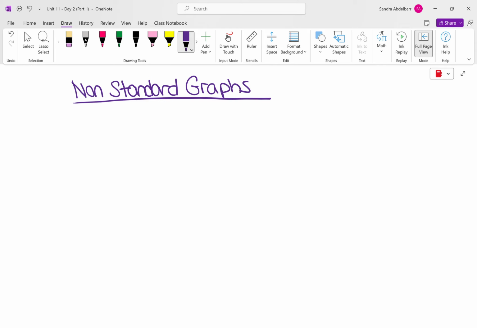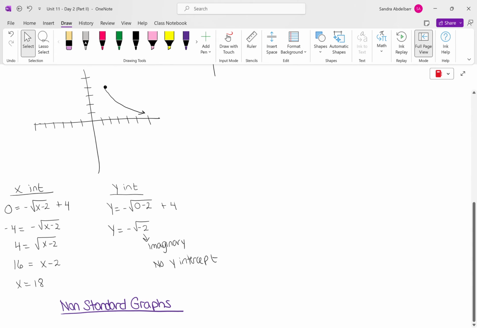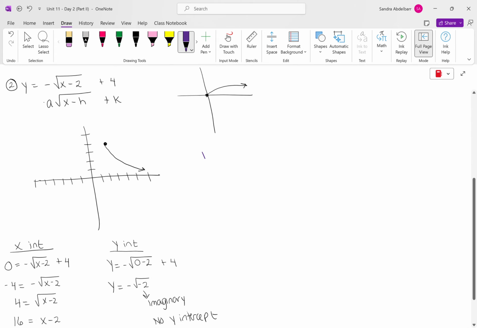How do you write the range? Oh, I didn't go over the domain and range. Okay, sorry, I forgot that. All right, so let's go through the domain and range here. So the domain, do you all agree we're starting at 2 and we're going to infinity?